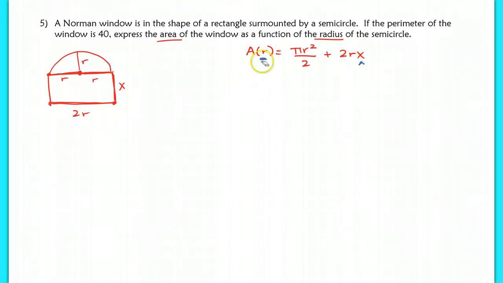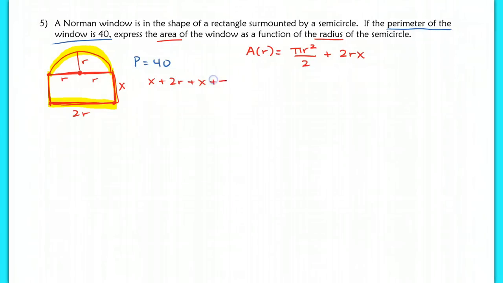Now, when you look back on this problem, you want to look at your constraint: the perimeter of the window is 40. So you have perimeter equals 40. If I express the perimeter, I need to go around this rectangle, so I have x plus 2r plus x. Then this portion of your window is a semicircle, so it's half of a circumference. Instead of 2 pi r, you're just going to do pi r. So that total perimeter is equal to 40.